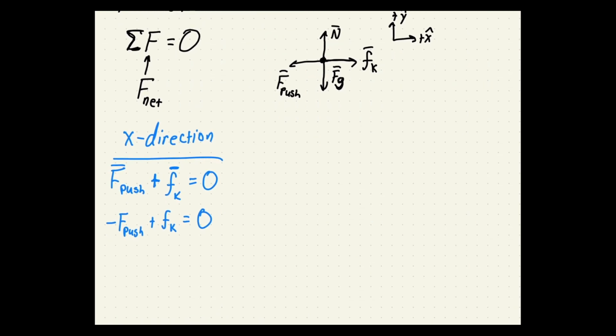And what I can do then is add a push force to both sides of my equal sign. And what I get is that my friction force, F sub k, is equal to my push force, F push. And that's a lot of what Newton's law tells us, that we can relate these two forces together. We can do something similar in the y direction as well.